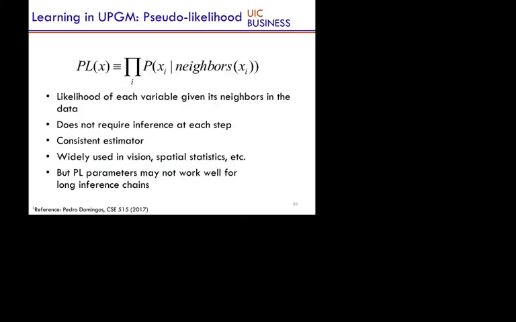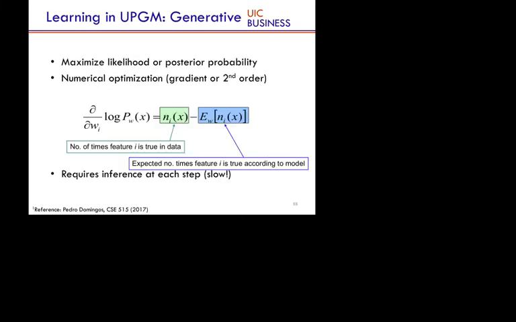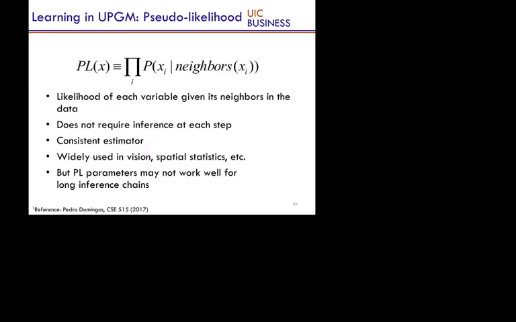Okay, so there is this trick. Instead of doing this, because this is very expensive, people said, okay, let's just change the objective. Instead of maximizing likelihood for my undirected graphical model, I'm just going to change the objective. I'm going to define something called pseudo likelihood and just try to maximize that.